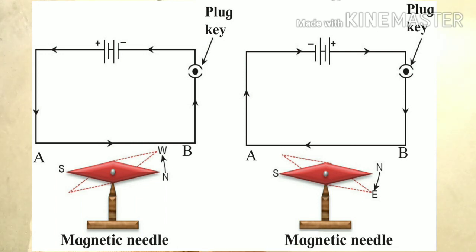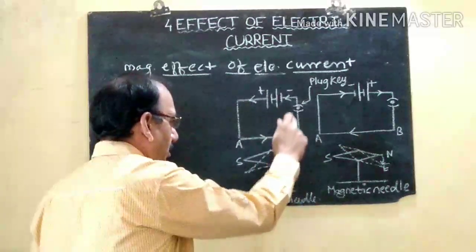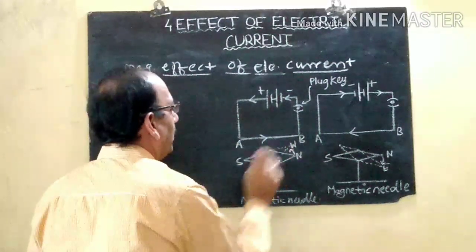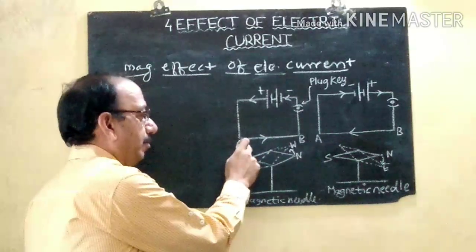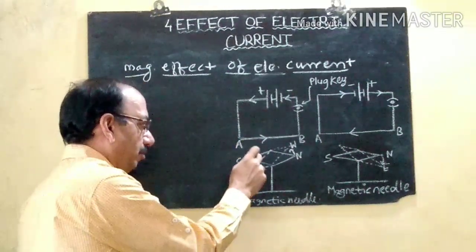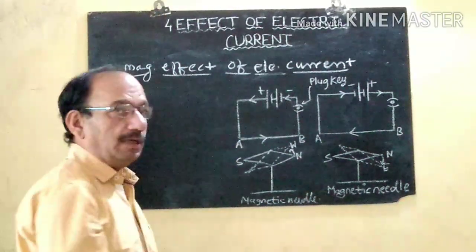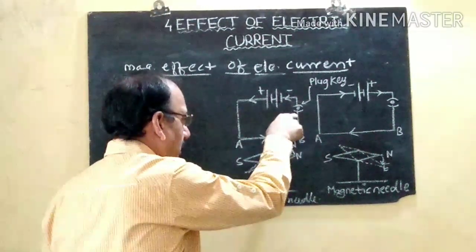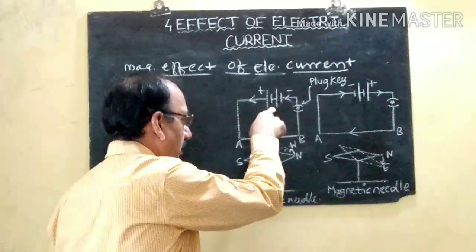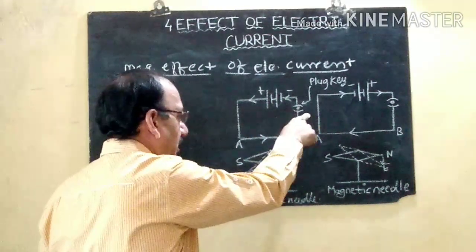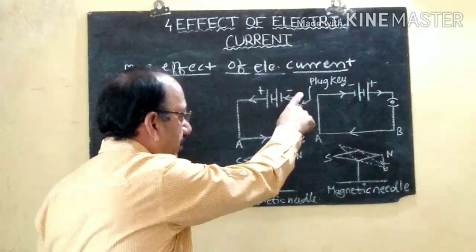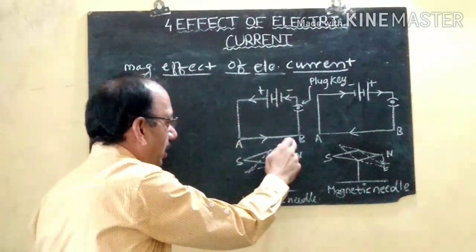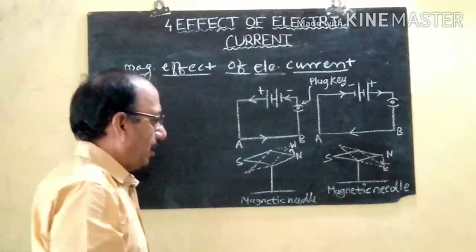Connect this thick wire in this manner between A and B. Use a thick wire because it is thicker as compared to the connecting wire. Here a plug key is used, and the battery is for the electric current. This plug key is open. When we close the plug key, what happens? The current will start to flow through this electrical circuit.